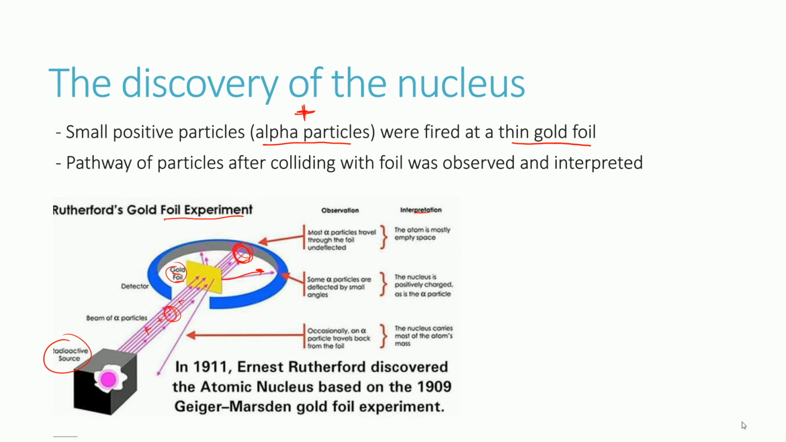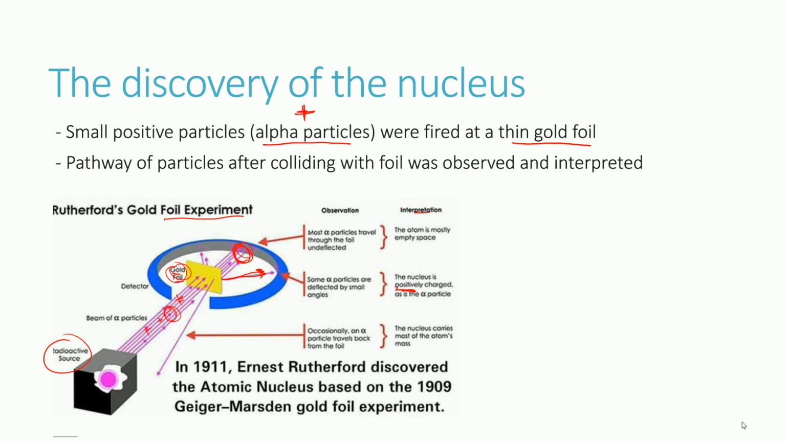So as the positive particles come through, the observation is that it got deflected, and we were able to interpret that, okay, well, whatever these alpha particles are colliding against, which we know is the nucleus of the atoms of the gold foil, must be positively charged, because same charges repel each other.